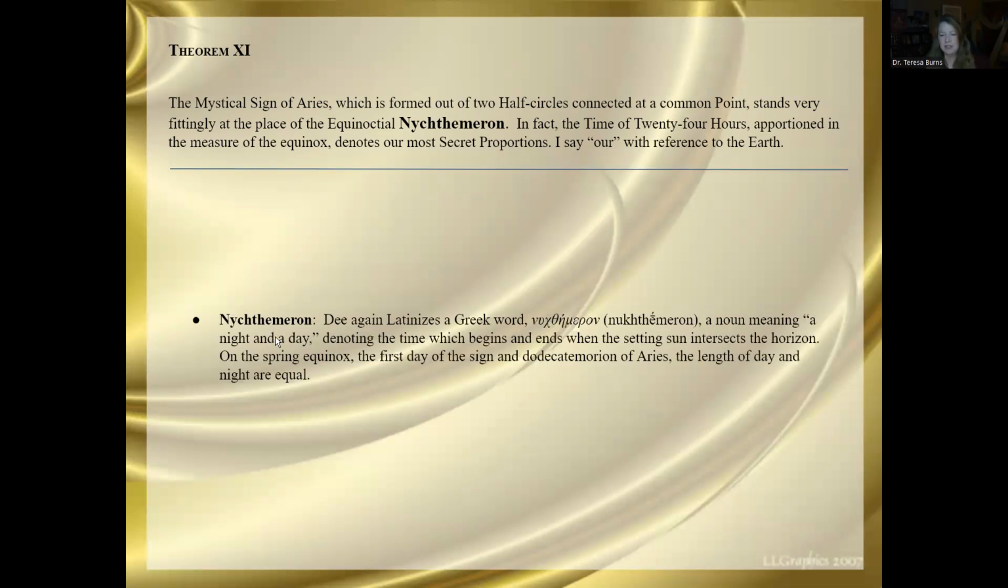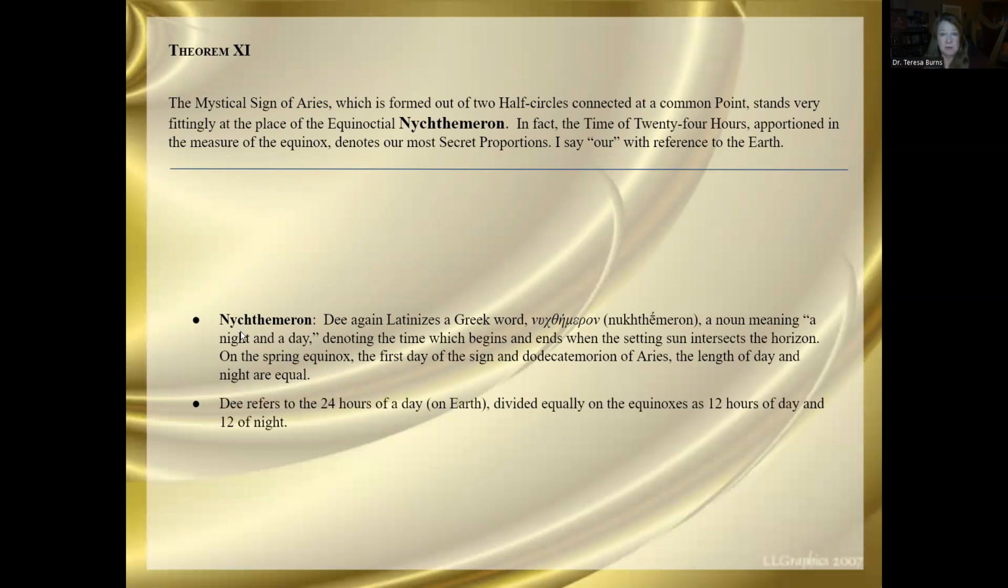A nukthemeron is, as I said, de-Latinizing a Greek word, which is a noun that means a day and a night, and it denotes the time which begins and ends when the setting sun intersects the horizon. And the spring equinox was the beginning of the year in D's time. So the first day of the sign and the first day of the dodecatamorion of Aries, Aries of Aries, the length of a day and night are absolutely equal.